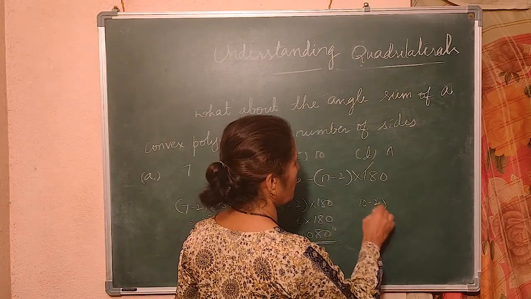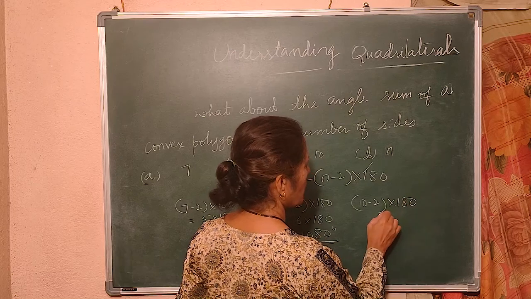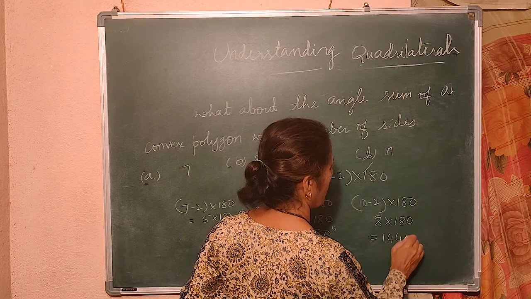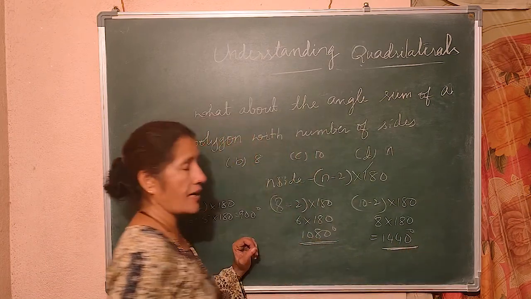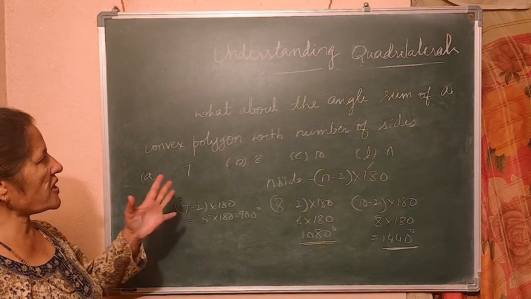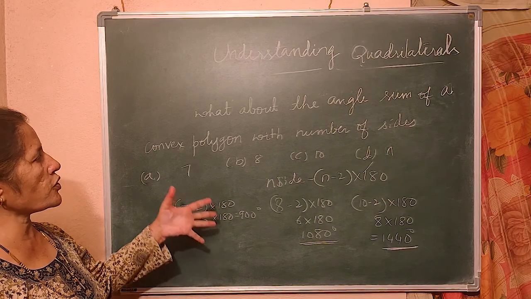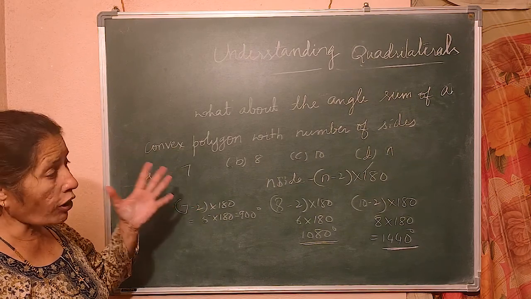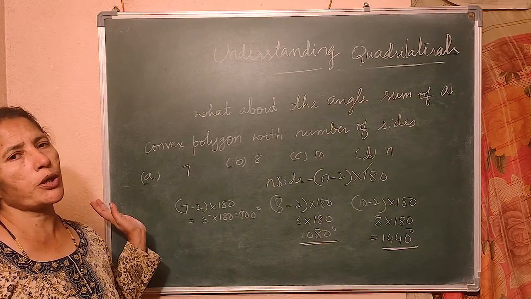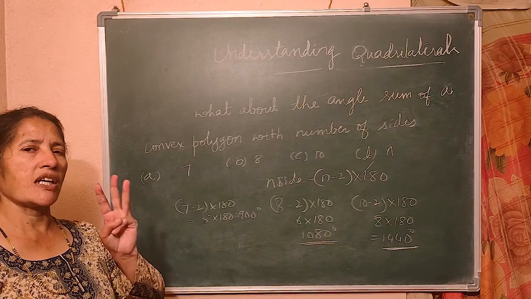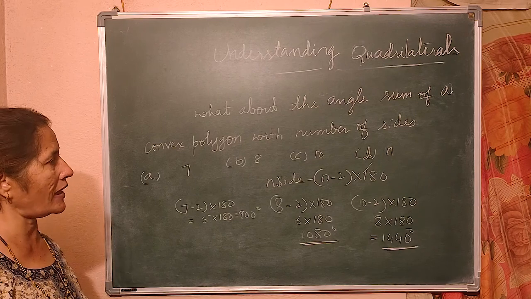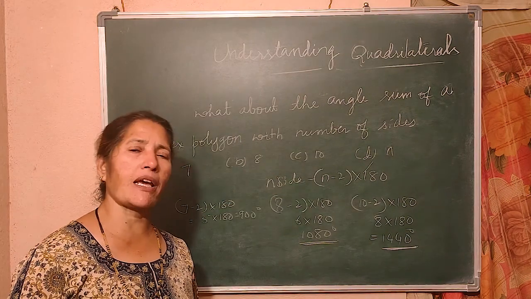10 minus 2 into 180. So 8 into 180 is equal to 1440 degrees, because 18 8s are 144. Am I right? So this is the sum of all interior angles of a convex polygon. What is the general formula? N minus 2 into 180. If there are 3 sides, 3 minus 2 into 180. If there are 4 sides, 4 minus 2 into 180. If there are 10 sides, 10 minus 2 into 180.